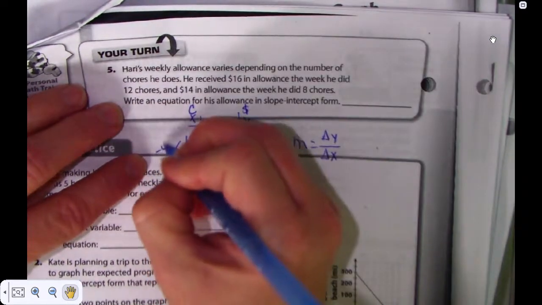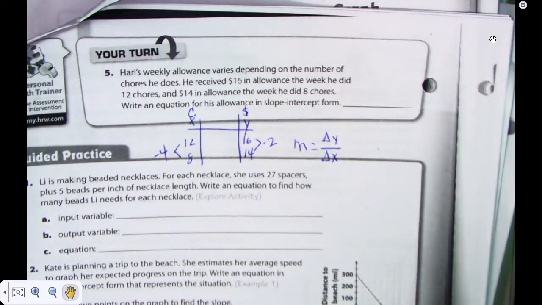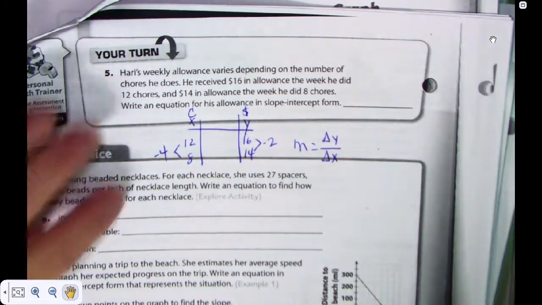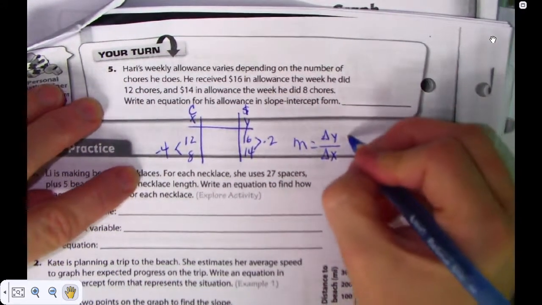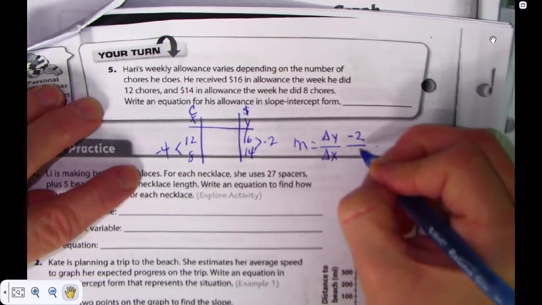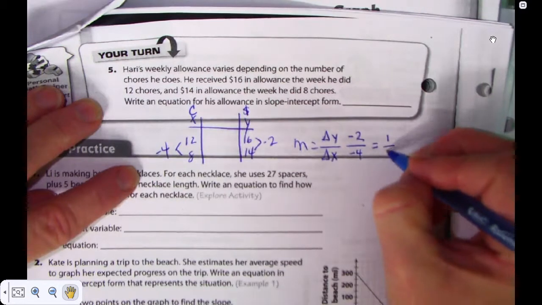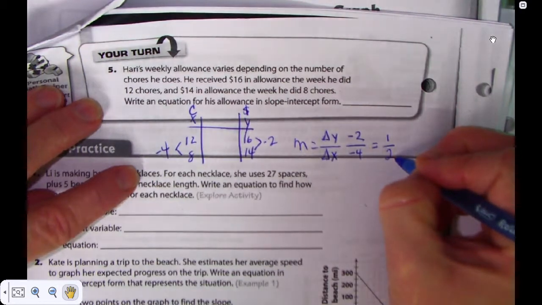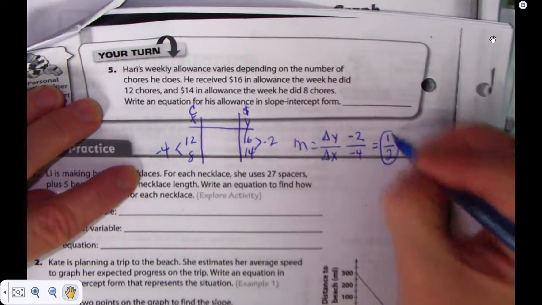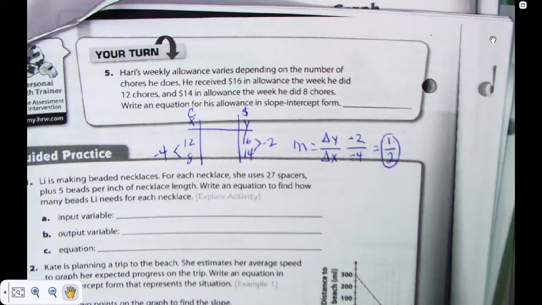-4. Good. I wrote it like that on purpose. I could have flipped those numbers and where it'd be positive, but I decided to make it a little different. So what am I going to put over here? -2 over, and that equals negative. Why is it positive? 2 negatives when you divide and multiply.